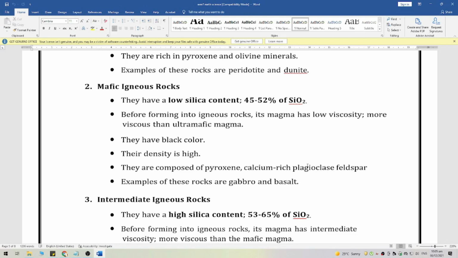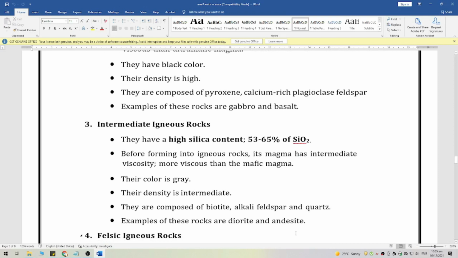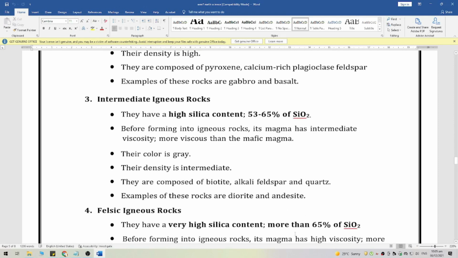So, sa third one, meron tayong tinatawag na intermediate igneous rocks. They have a high silica content, more than 50%, around 53 to 65. Before forming into igneous rocks, its magma has intermediate viscosity. It's even more viscous than the mafic magma. Usually the color is gray and their density is intermediate, and they are composed of biotite, alkali feldspar, quartz, and examples of these rocks are diorite and andesite. Just to mention, okay?